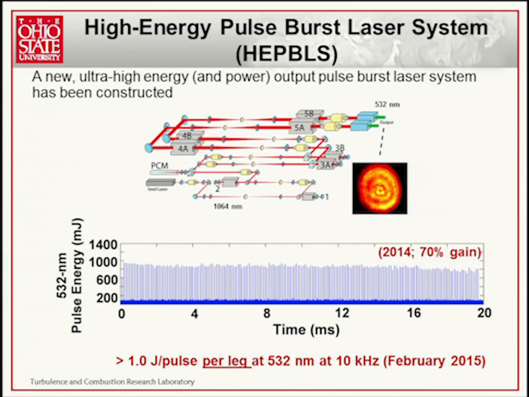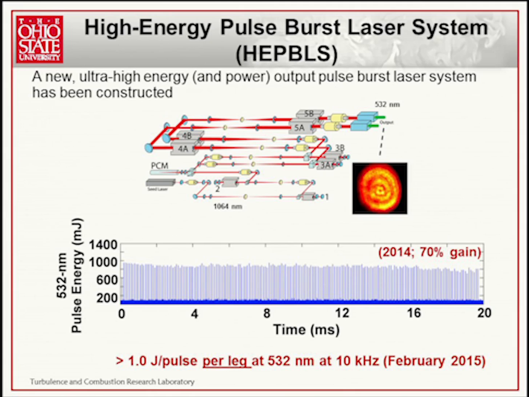And here's a series of pulses over 20 milliseconds. About a year and a half ago, almost, we had about 70% of the system. Last month, we ended up getting greater than 1 joule per pulse per leg at 532 at 10 kilohertz. And this was coming from 1.5 joules per pulse in the fundamental, so we had about 67% conversion efficiency to the green.